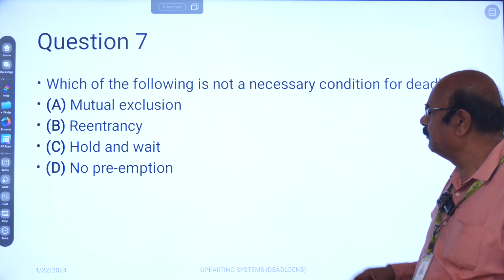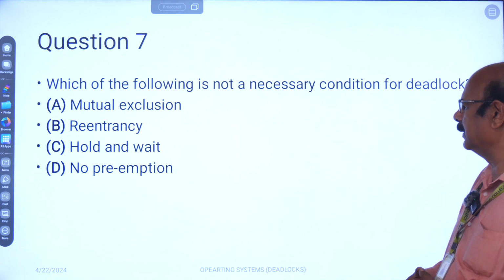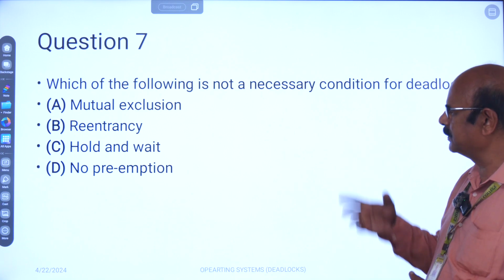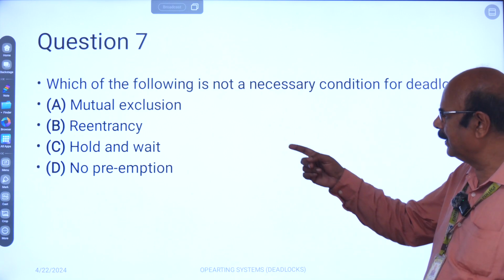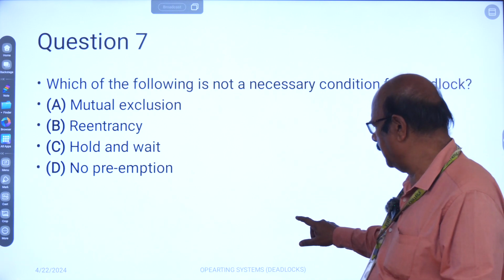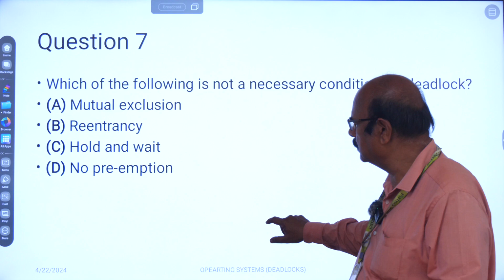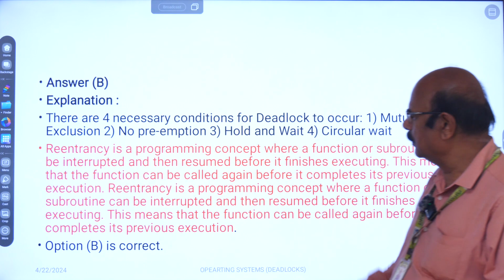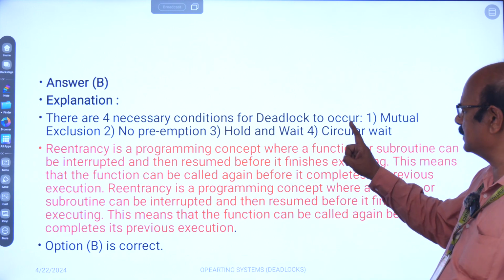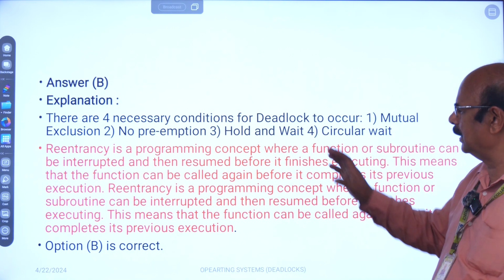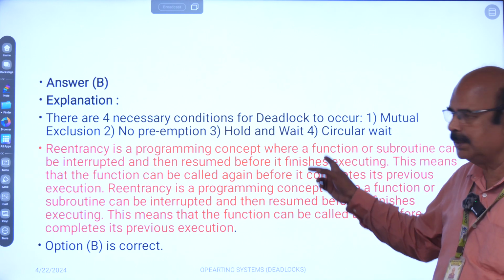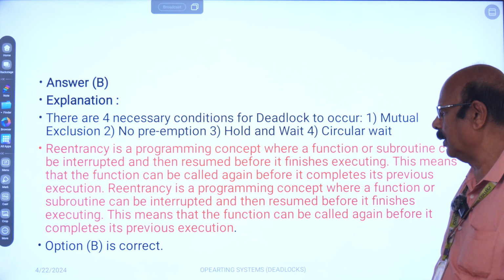Which of the following is not a necessary condition for deadlock? Whenever we keep the question like this, what we get is option A: mutual exclusion, re-entrancy, hold and wait, no preemption. Let us see what the answer is for this one. So here, one important concept explained is re-entrancy. We already know there are four necessary conditions for deadlock to occur: mutual exclusion, no preemption, hold and wait, and circular wait.